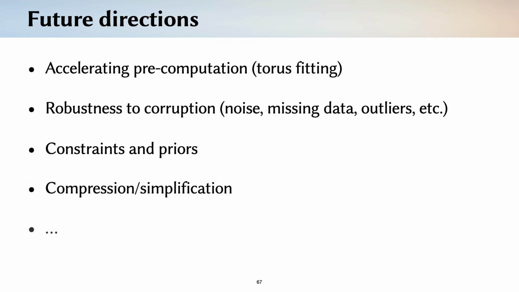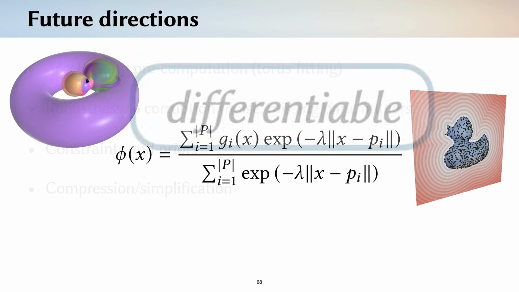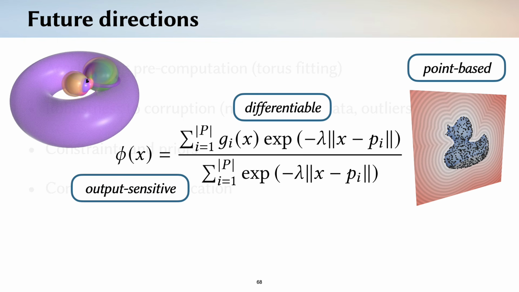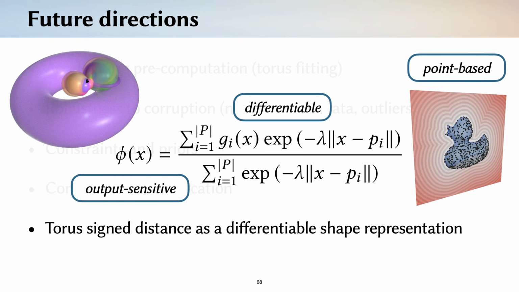And in addition to many other possible directions, more broadly, this final formula is differentiable, point-based, and output-sensitive, which could be promising for inverse tasks using torus signed distance as a differentiable shape representation.